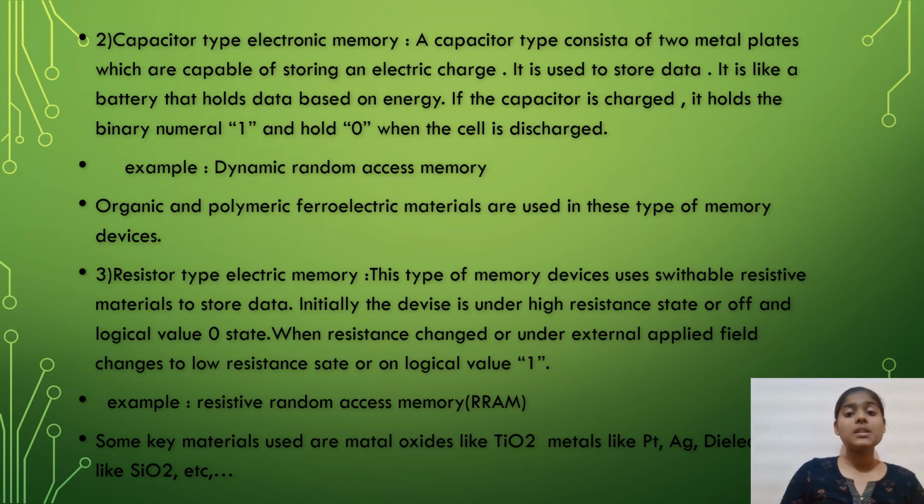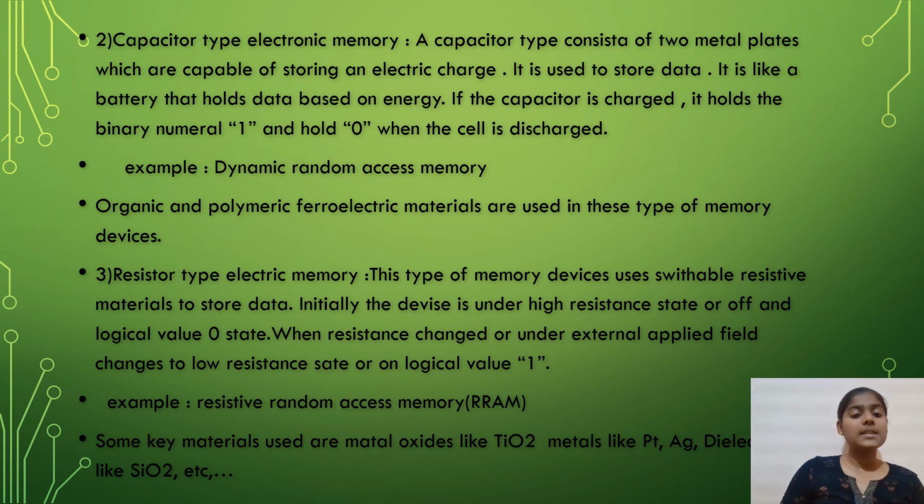Next, capacitor type electronic memory. A capacitor type consists of two metal plates which are capable of storing an electric charge. It is used to store data. It is like a battery that holds data based on energy. If the capacitor is charged, it holds the binary numeral 1 and holds 0 when the cell is discharged. Example, dynamic random access memory. Organic and polymeric ferroelectric materials are used in these types of memory devices.